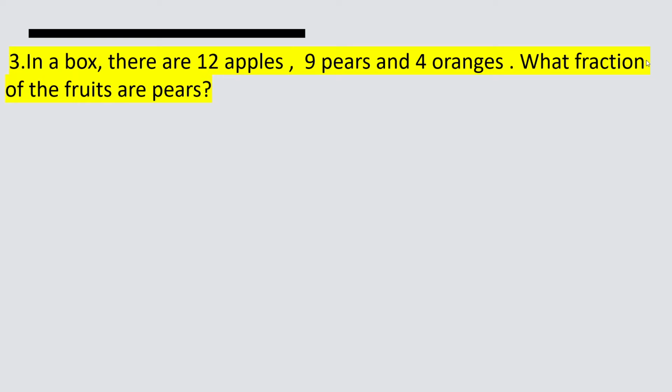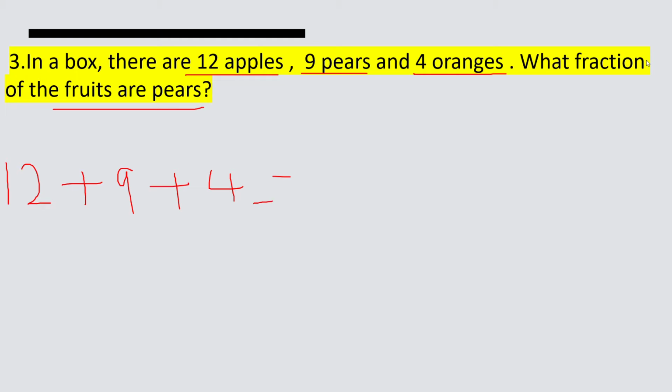This is question three. The question is, in a box there are 12 apples, 9 pears, and 4 oranges. What fraction of the fruits are pears? So let's find the total, the denominator. So 12 plus 9 plus 4 equals 25. So that's the total amount of fruits there are. So that's the denominator.